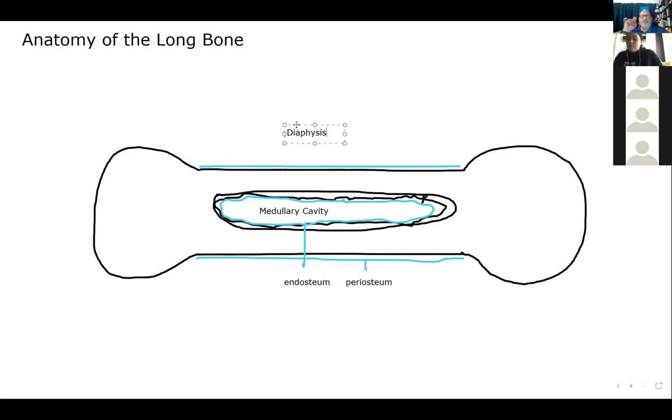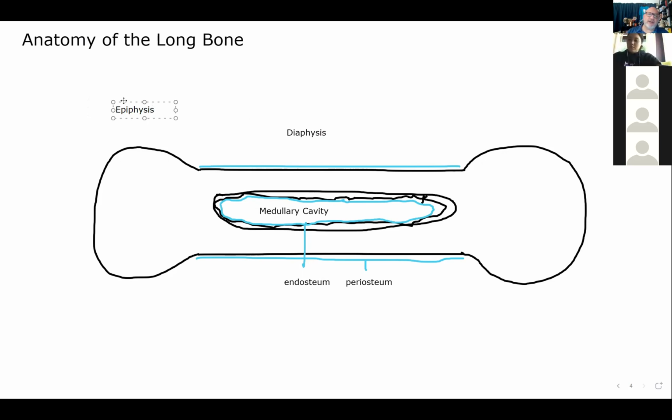We also have two head-like regions. And what is the appropriate term we're going to use for that head-like region? Proximal epiphysis and distal epiphysis? Absolutely. We are going to indeed refer to them as epiphyses. Epiphysis is the singular, epiphyses, E-S, is the plural.